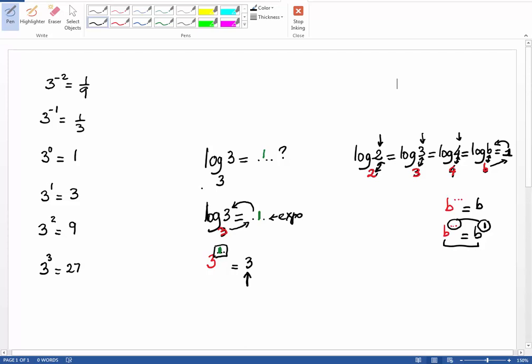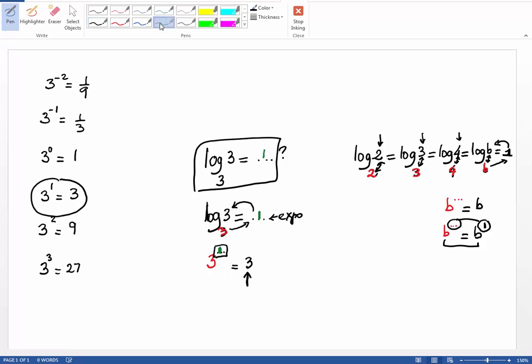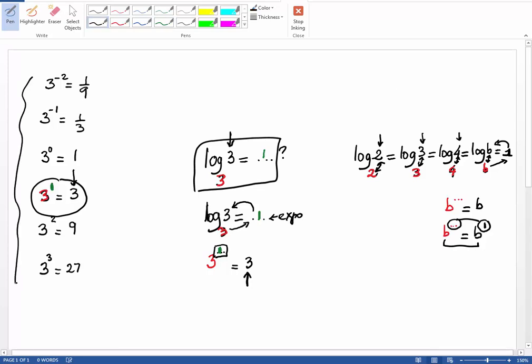And notice when I ask log base 3 of 3 is how much, I'm using this relationship. Which power of 3, the base, will give me the number 3 inside the log? So if it helps you to write this when you're working on things, please do so.